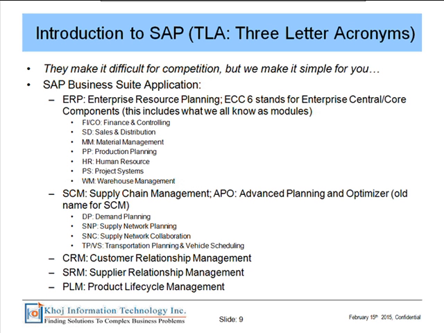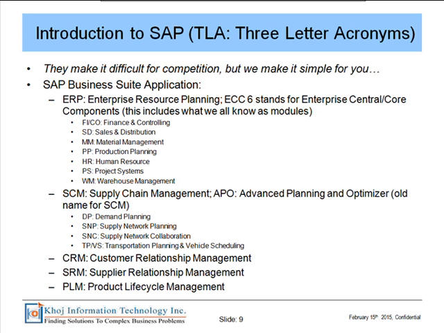And ECC 6 is the latest version. And on the periphery of ECC are what's called enhancement packs or EHPs. All the modules which you guys might have heard, as you decided to attend this program, like FICO for Finance and Controlling, SD for Sales and Distribution, MM for Material Management, PP for Production Planning, HR for Human Resource, PS for Project Systems, WM for Warehouse Management. It's not a complete comprehensive list, but these are the main modules which make up ECC.